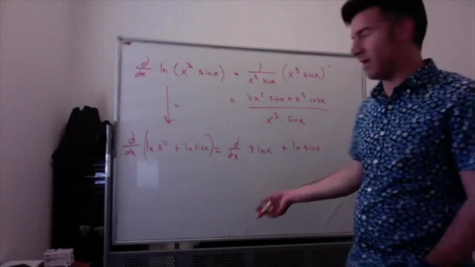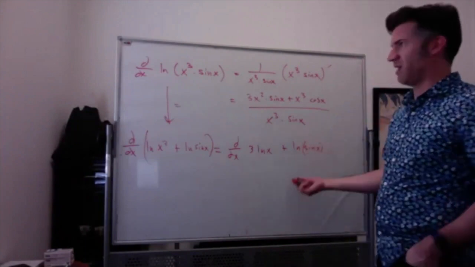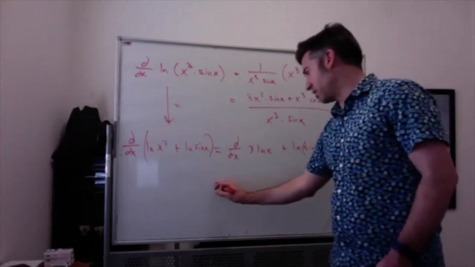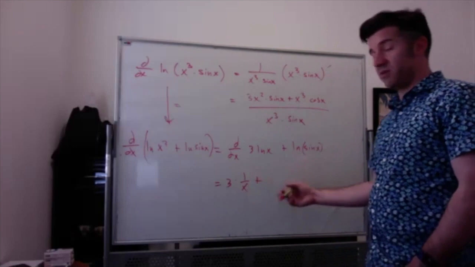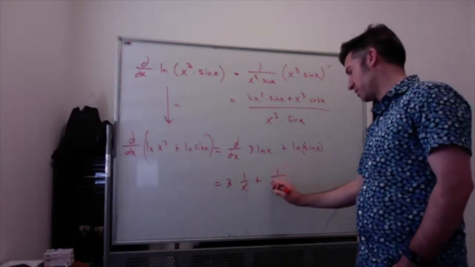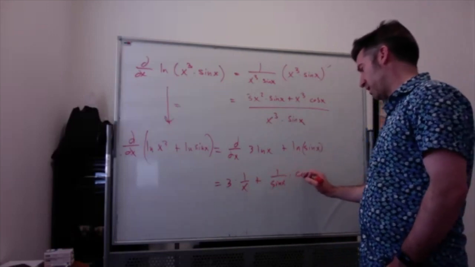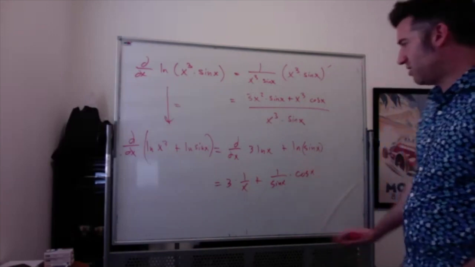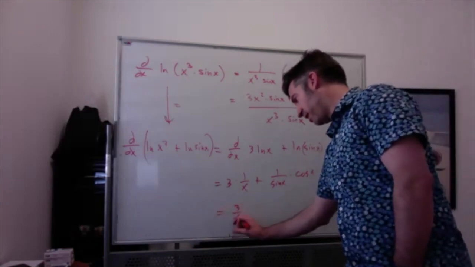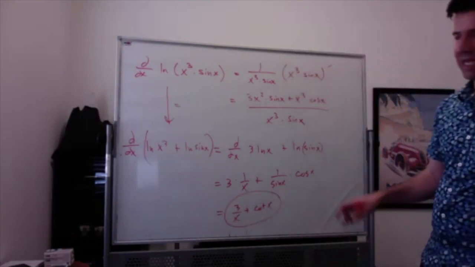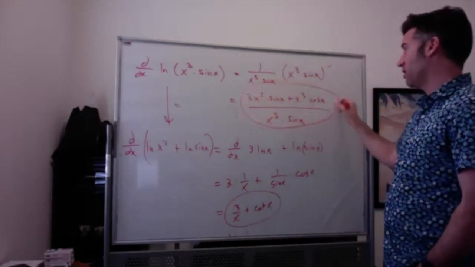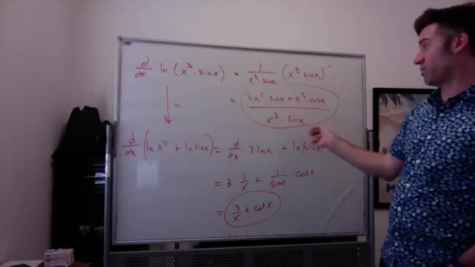I guess I have to use the chain rule here, but it's a lot less. It's going to be 3 times 1 over x plus the derivative of natural log of sine that we did before. It's 1 over sine times the derivative of sine, which is cosine. It's also a lot simpler looking, right? This is 3 over x plus cotangent of x. That's a lot nicer looking than this huge mess over here. They are the same. You just have to do work with this one to simplify it to get it to look like that.